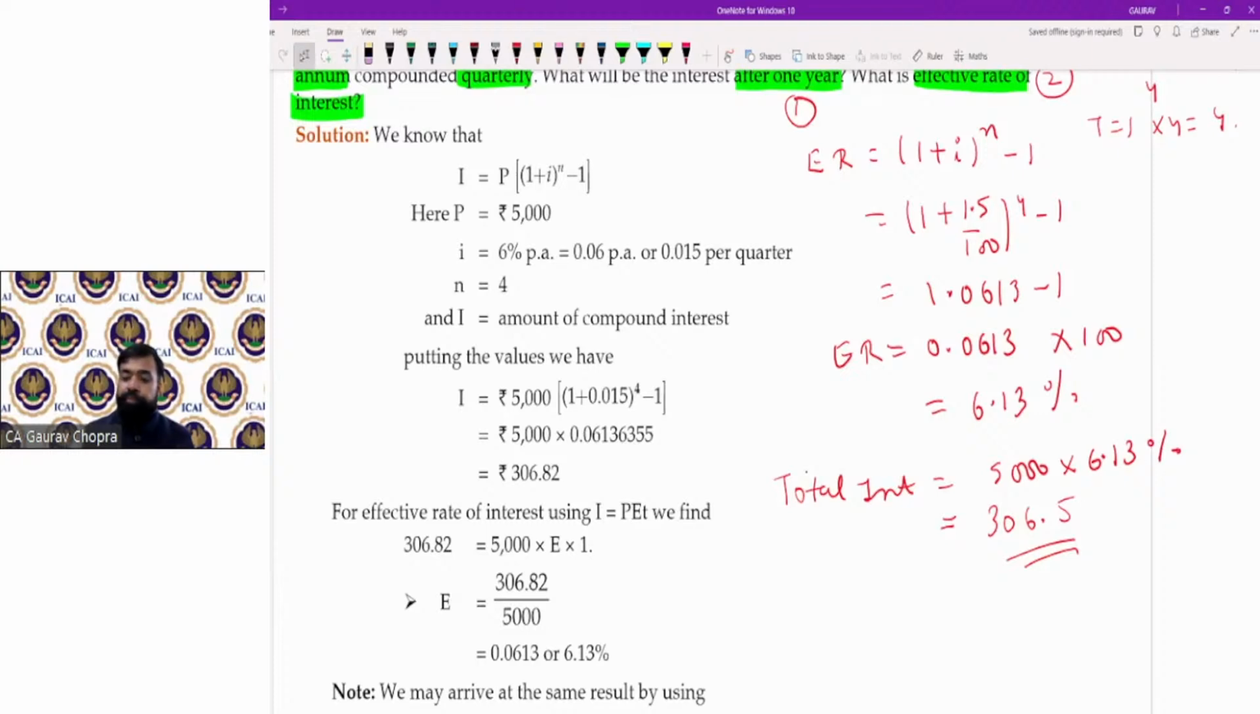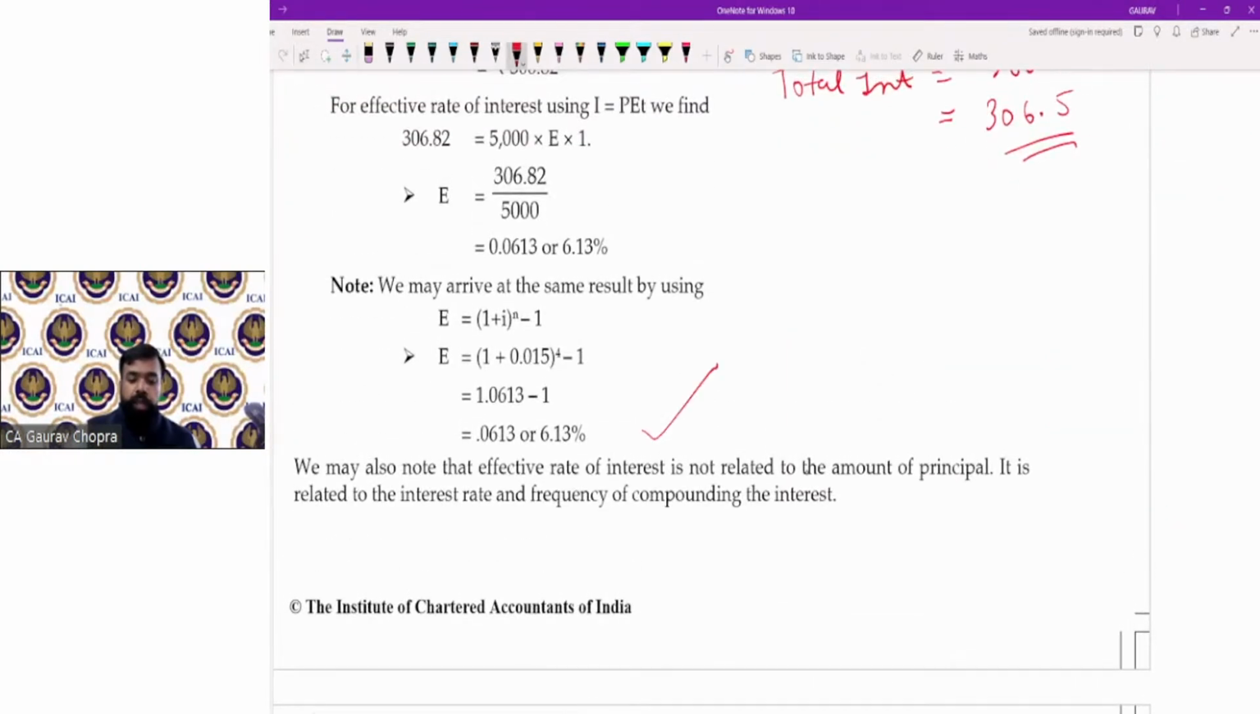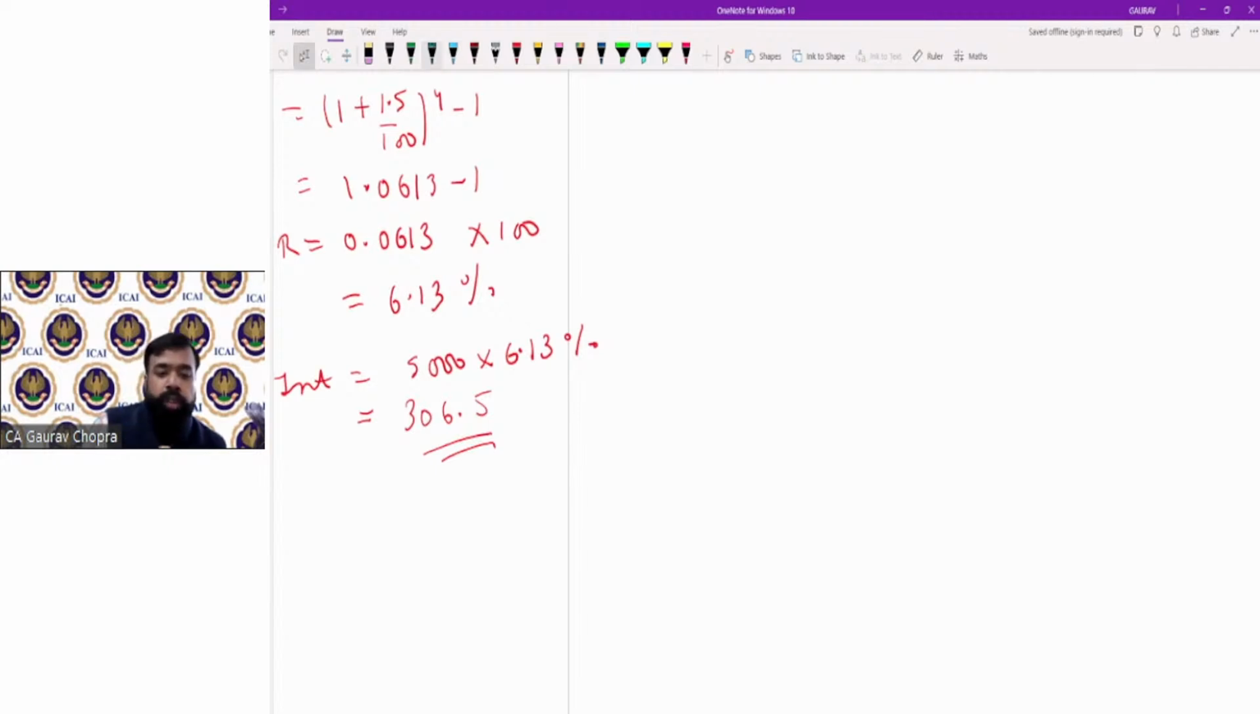All right. So this was your example number 20. Now, 22 we have covered. This is the complete calculation of effective rate. Now let us do one more question based on the effective rate. You have to do it by yourself. Rate given in the question is 8%. Time is 1 year and compounded on quarterly basis. Compounding is done on quarterly basis.